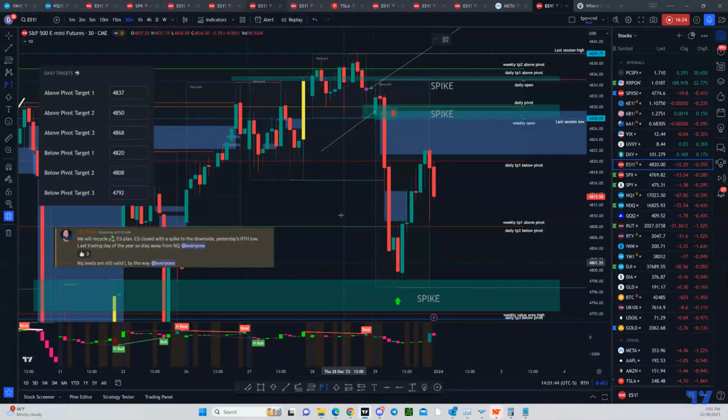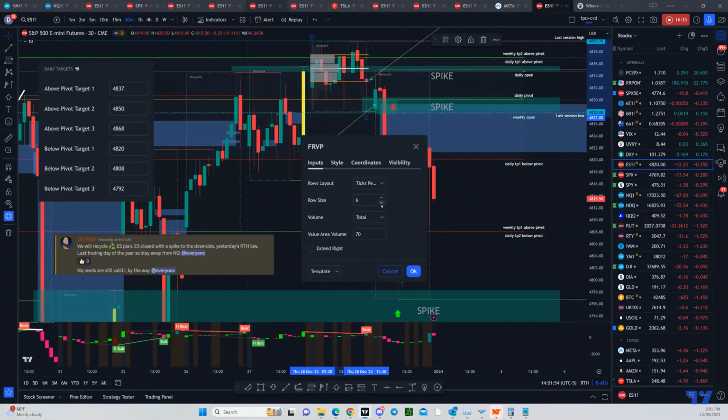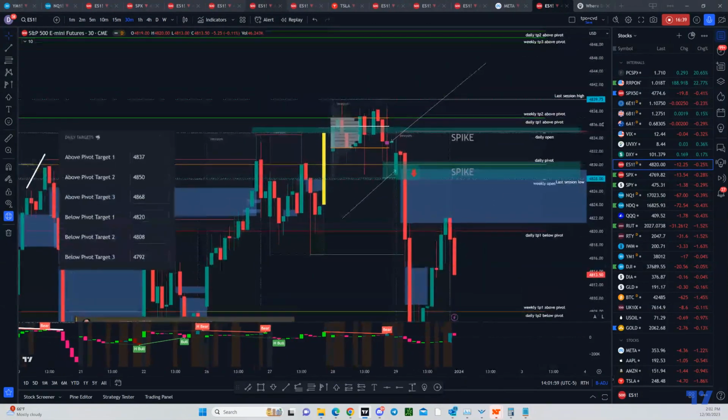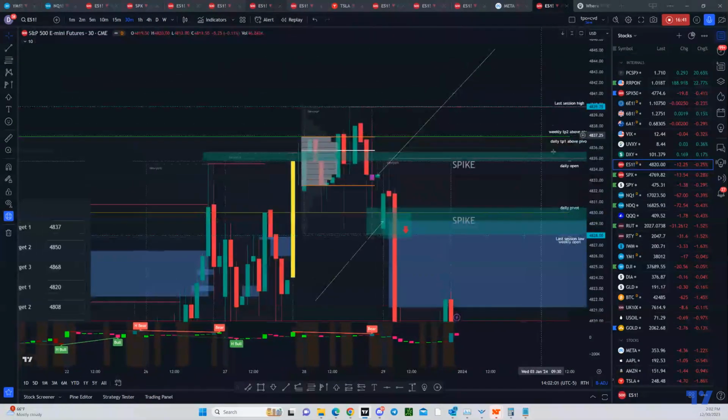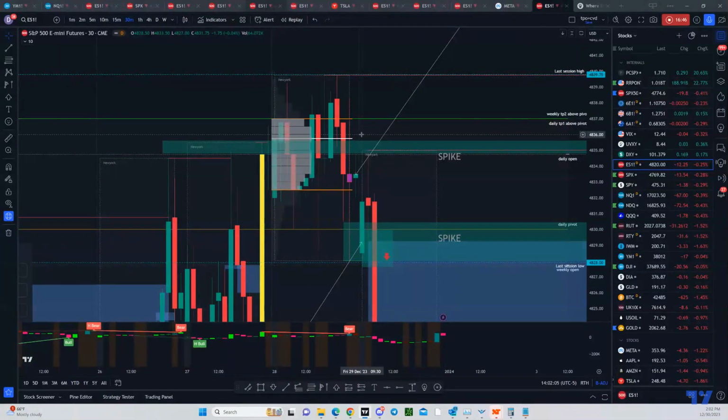Now, let me give you another piece of information that I probably did not give you. If I go to the profile here and draw the value profile for this area, let me make it 2 ticks. Let me zoom out on this. This was the previous day profile, RTH. Look where the POC was, 35.75, just slightly above the top of the spike.